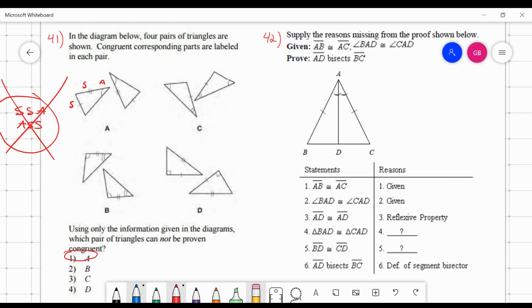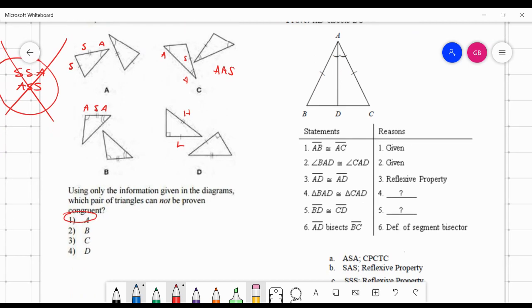And let's just verify the rest. C gives us angle, angle, side. You use that to prove triangles are congruent. B gives us angle, side, angle. That works. And then D gives us the hypotenuse and the leg, HL. Yeah, so A would be the one that doesn't work.